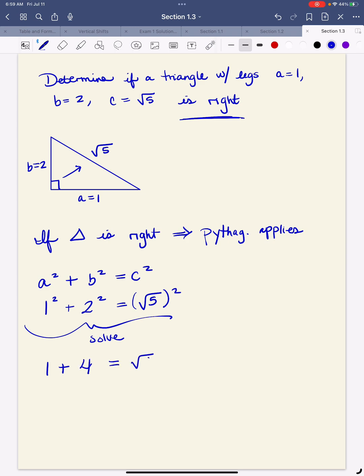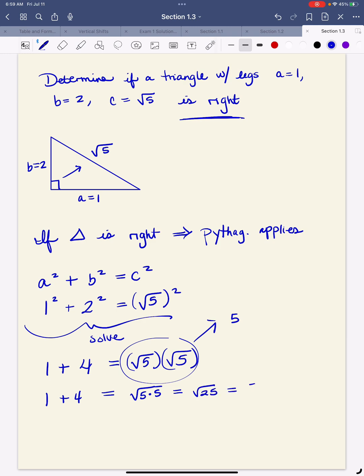What is the square root of 5 times the square root of 5? Well, remember, if we take the square root of anything and we multiply it by the square root of itself, we get back just that number. Let's see why. In other words, I'm going to prove to you why this will just result in 5. Well, that's because we've got 1 plus 4 on this side. I'm just going to leave it alone for now. I'm going to rewrite the square root of 5 times the square root of 5 as the square root of 5 times 5, which equals the square root of 25, which equals 5.